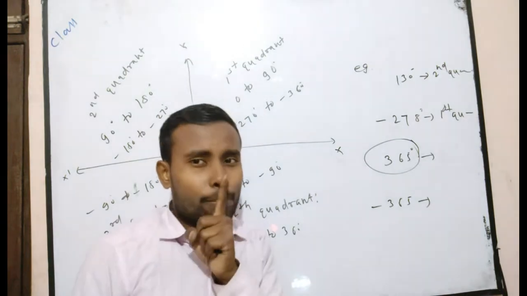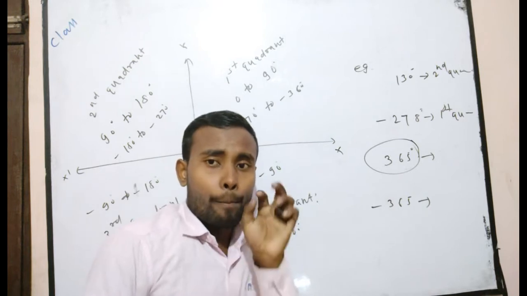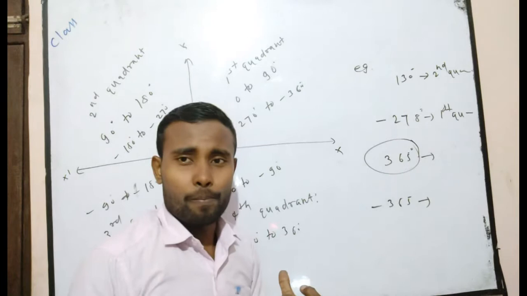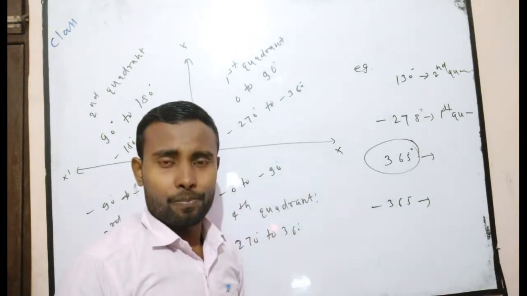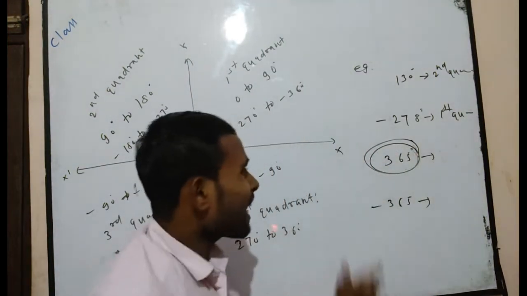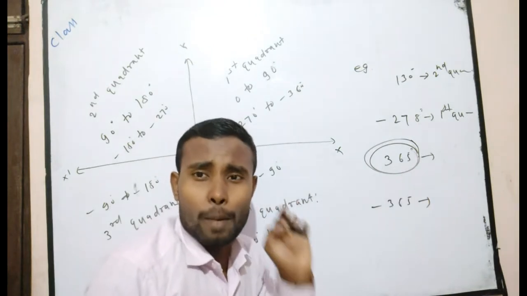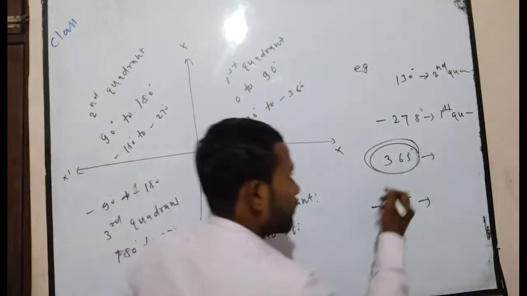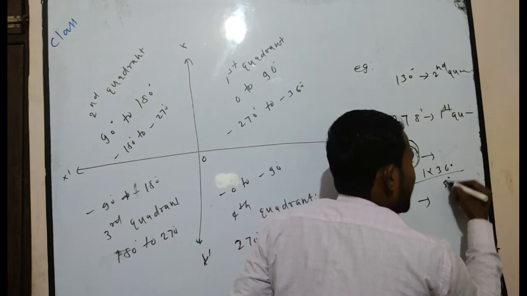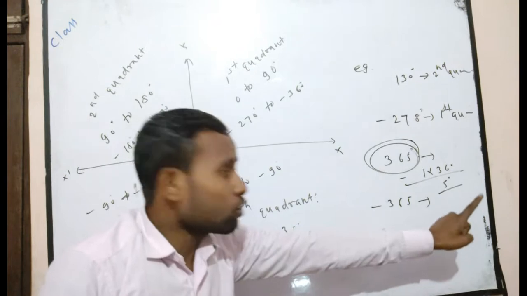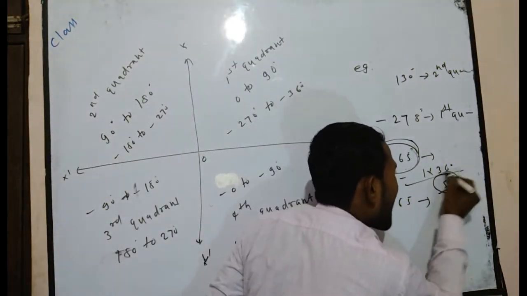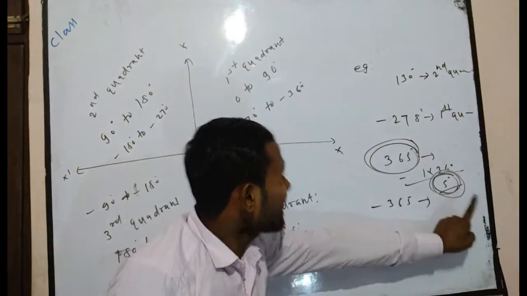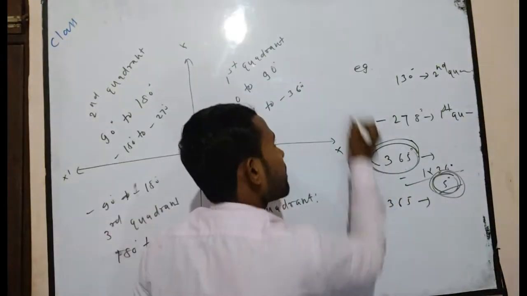But be careful: you must always subtract a natural multiple of 360 from the given angle. For example, from 365, subtract a natural multiple of 360 such that the difference lies between 0 and 360. If you subtract 1 times 360 from this angle, you get 5 degrees, which lies between 0 and 360. As you know, 5 degrees lies in the first quadrant, so 365 lies in the first quadrant.